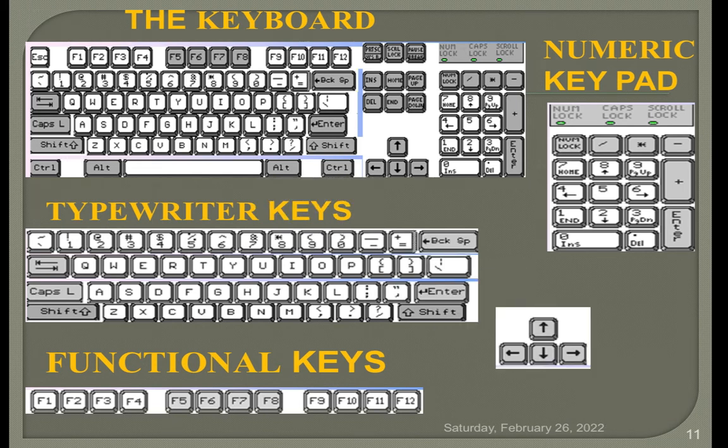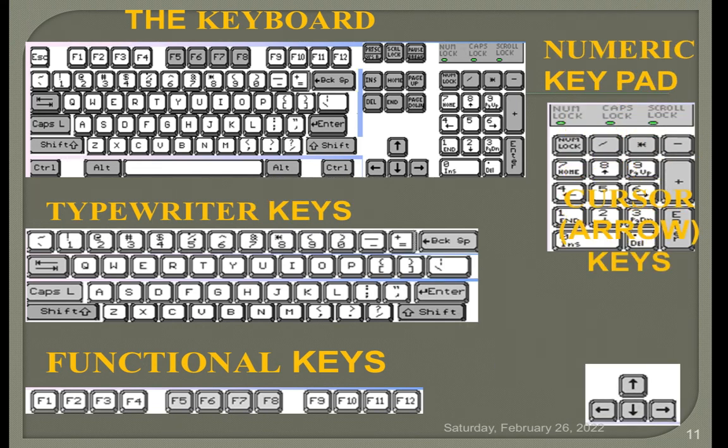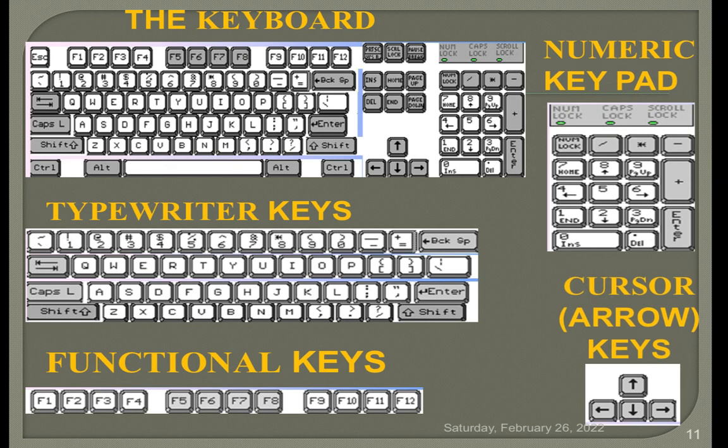Then we have the arrow keys. Arrow keys are sometimes called directional keys, sometimes called cursor keys. When you press those keys, the cursor moves depending on where you want it to go. They are well positioned, so that when you press the one pointing up, the cursor goes up, the one pointing down, the cursor moves down, left and right, and so forth.